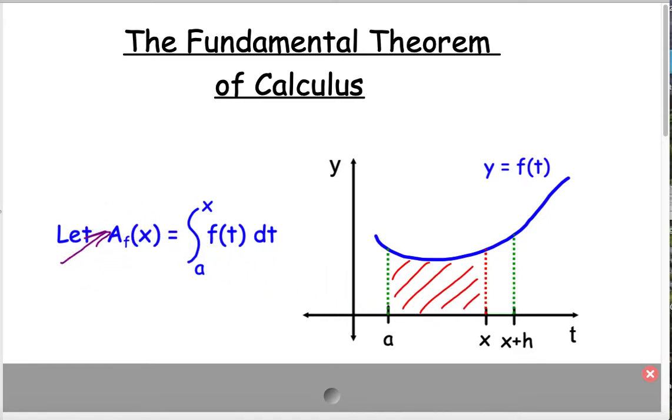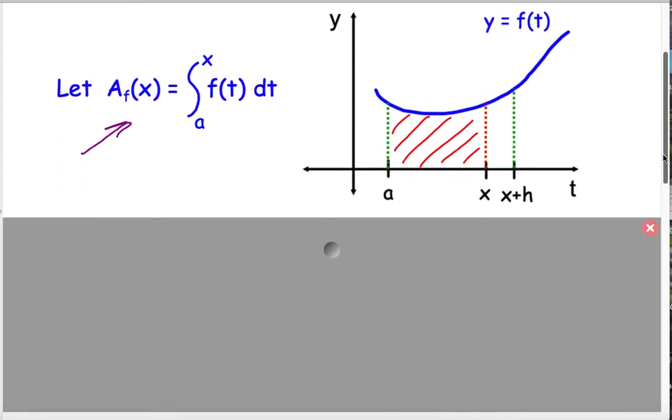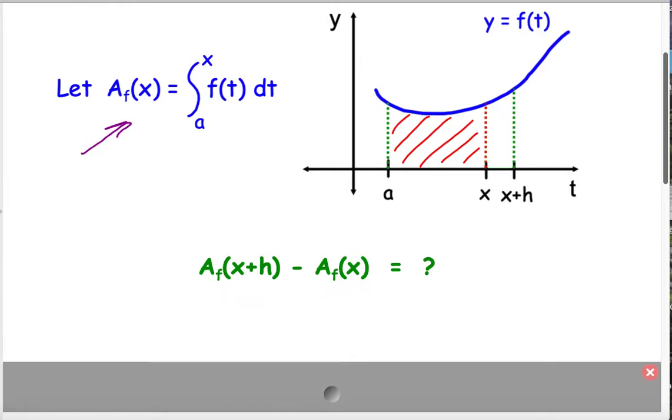So this capital A sub f of x is going to represent the area that I get. So when x is equal to a, then A of a will equal 0, because there's no area, and so on. As I change values for x, I'm going to get different amounts of area, and I have a function, I'll call this the area function, based on this integral. Okay, so that's the setup. You might need to go back a little bit and revisit that idea just to make sure you understand it.